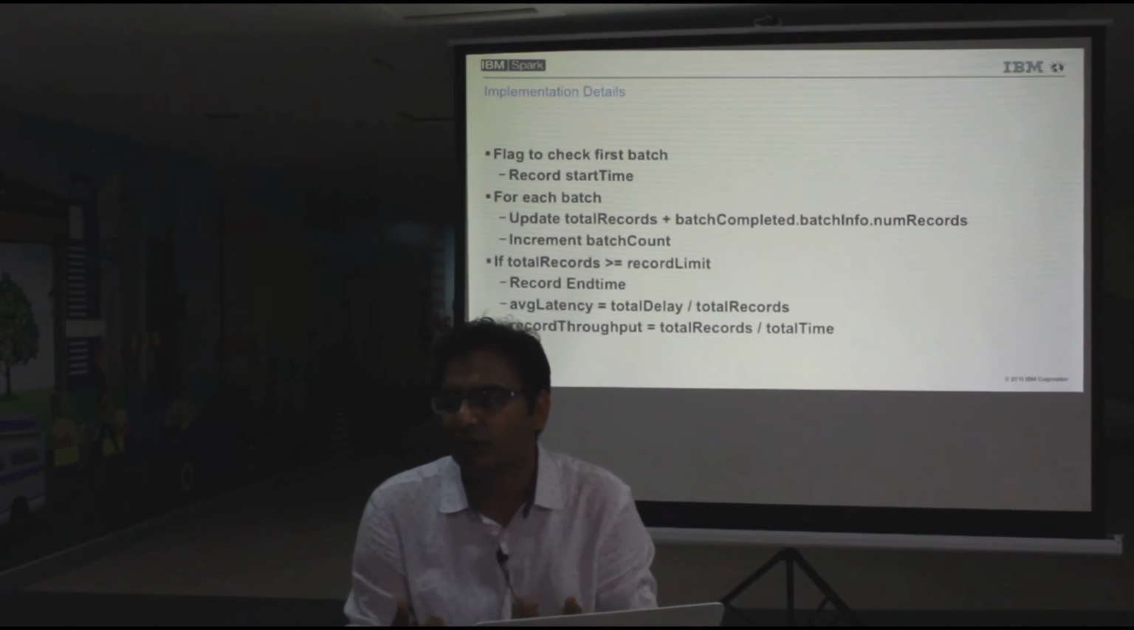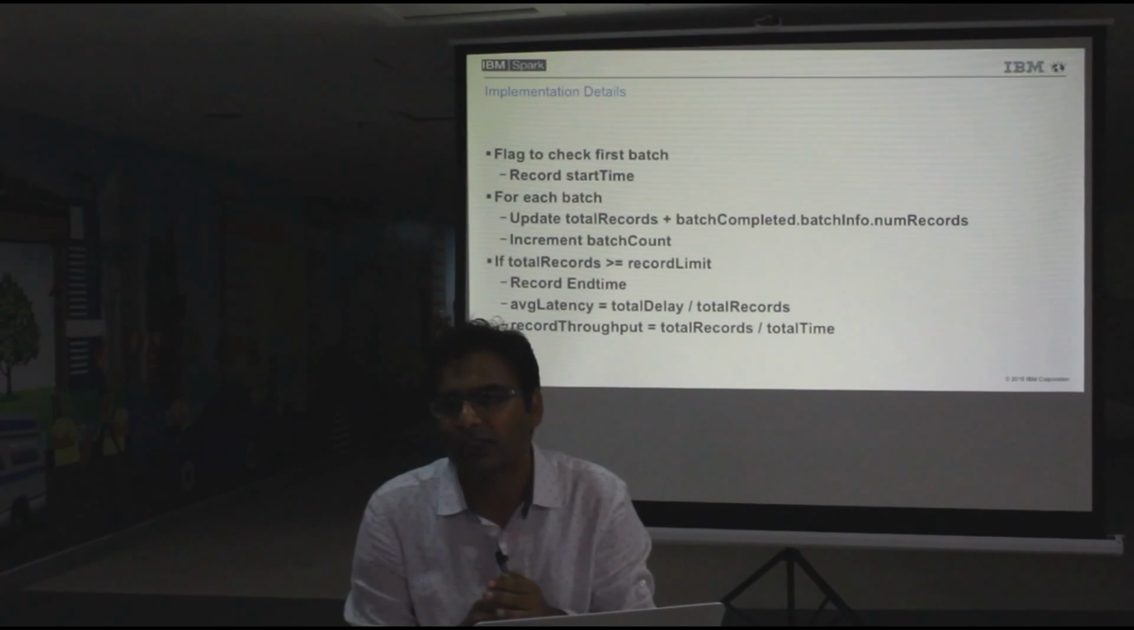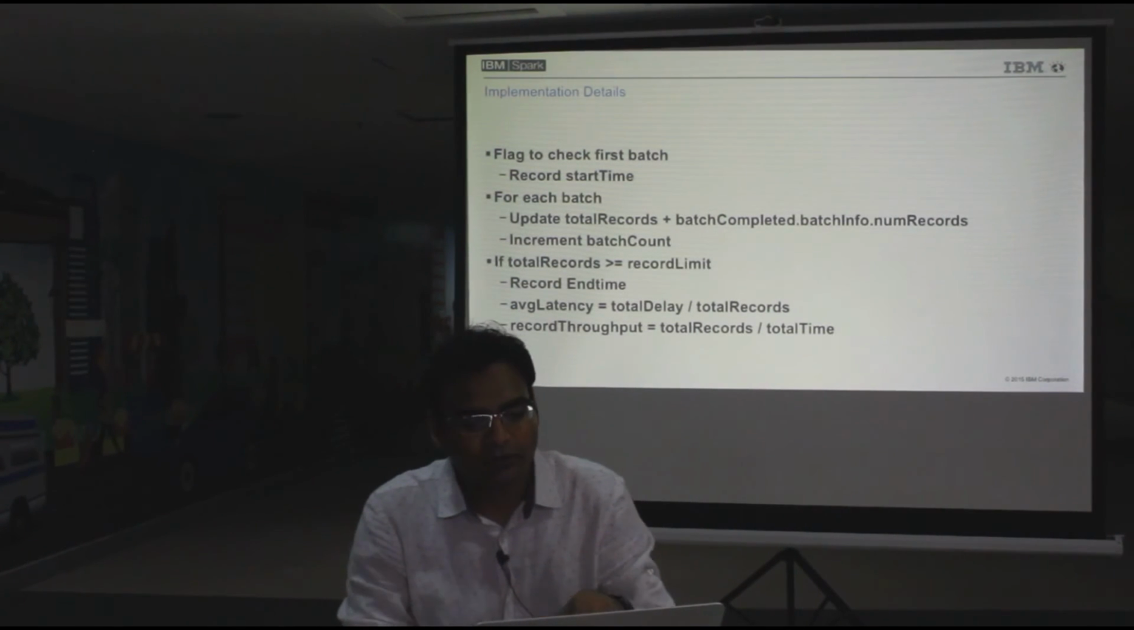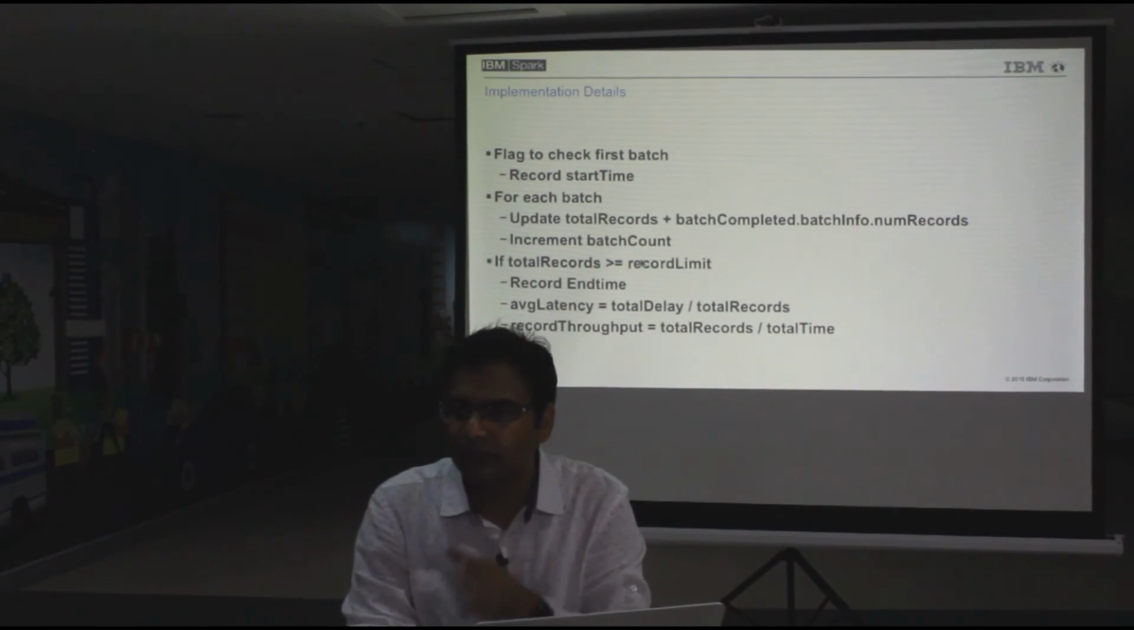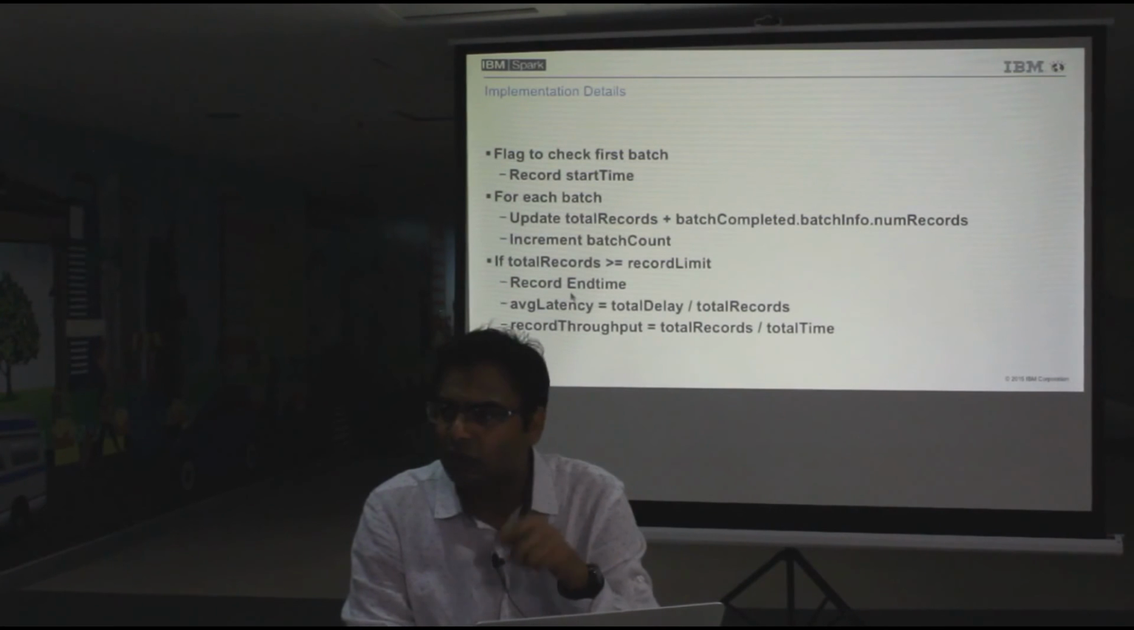Whenever it is the last batch, how will you identify it? Our last batch is whenever our limit is reached. So we say we are processing 100 million records. Whenever we hit 100 million records, just stop the computation and give us all the metrics. The criterion to identify the last batch is that we have kept total records greater than or equal to record limit. At that time it stops, and at that time we record the end time.